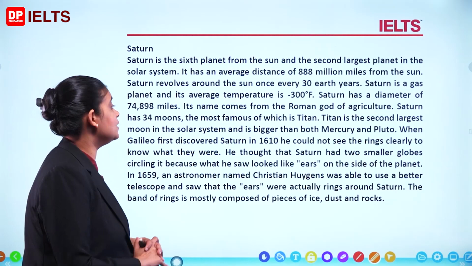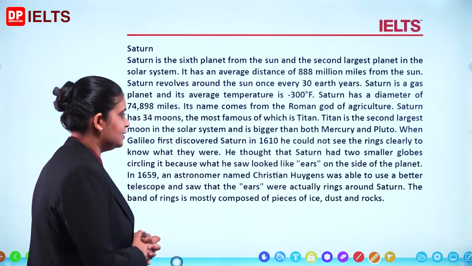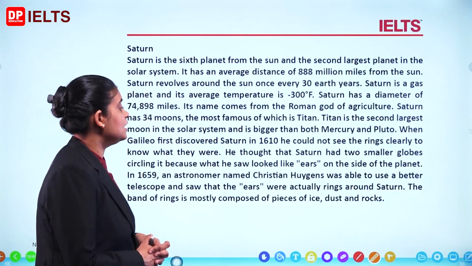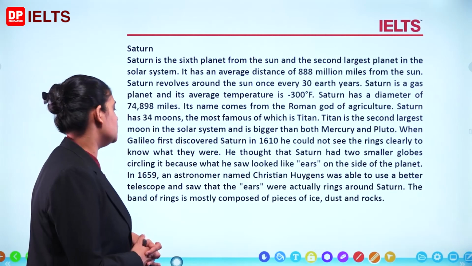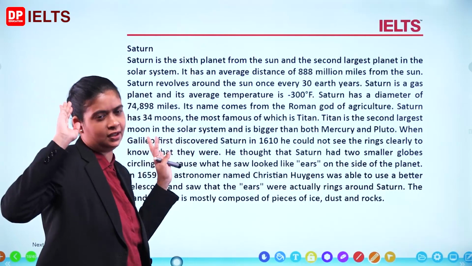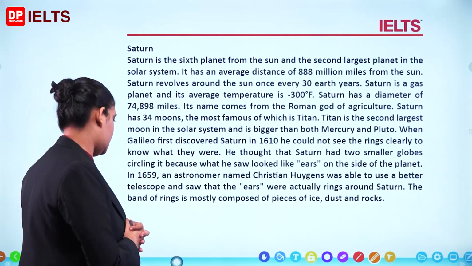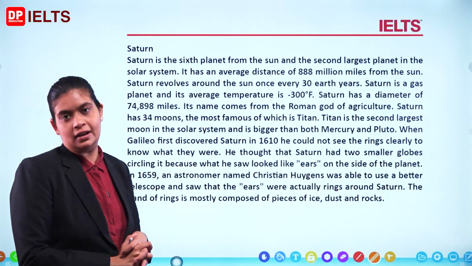He thought Saturn had two smaller globes circling, because when he looked, they looked like ears on the other side of the planet. In 1659, an astronomer named Christian Huygens was able to use a better telescope and saw the ears were actually rings around Saturn. ඉතින් ඉස්සෙල්ලා පෙනුනේ නිකන් Saturn වලට කන් තියෙනවා වගේ. හැබැයි හරියට telescope එකක් පාවිච්චි කරාම rings තියෙනවා කියලා පෙනුණා. ඒ rings හැදිලා තියෙන්නේ ice, දූවිලි සහ ගල් වලින්.